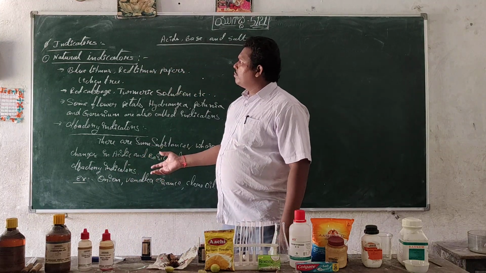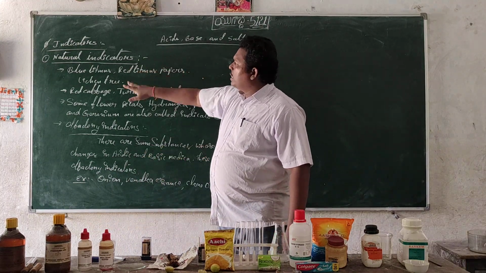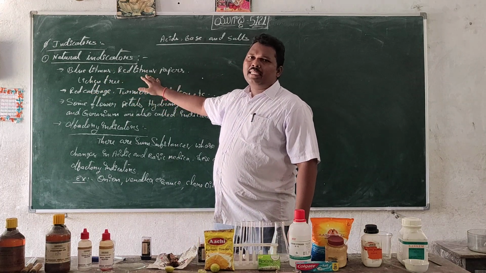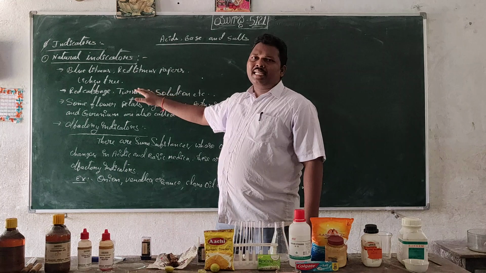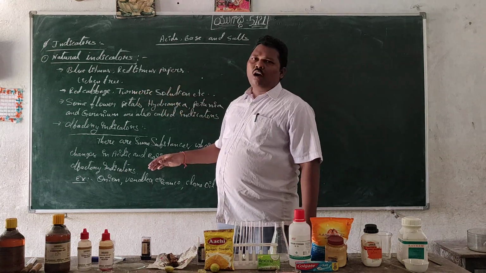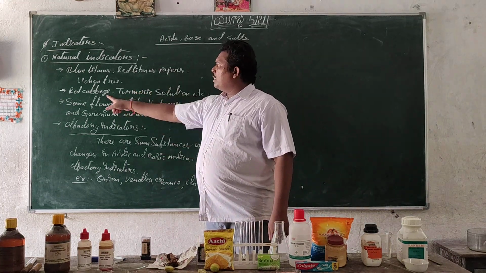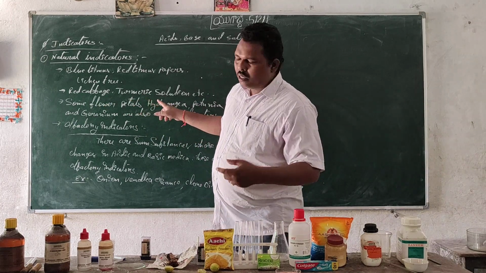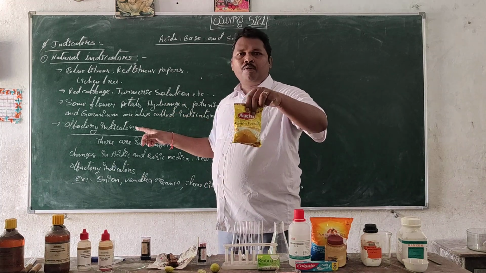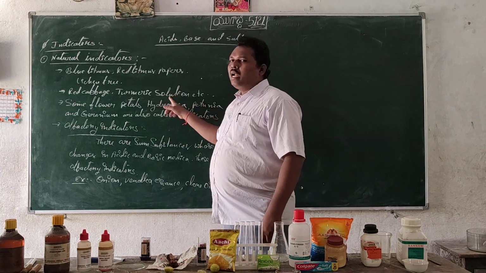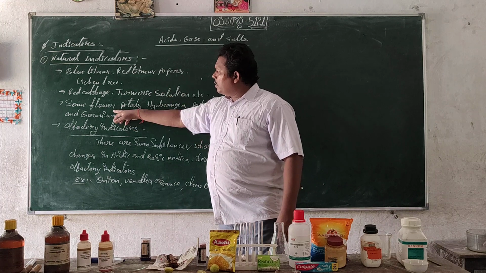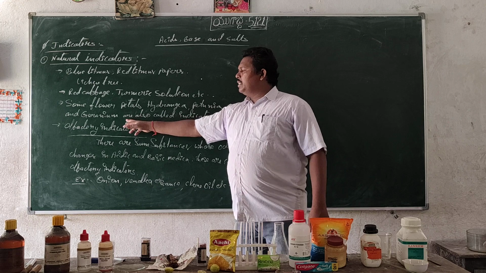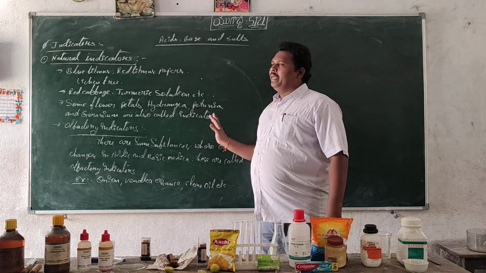So how many types are there? One is blue litmus and red litmus papers, dry extracted from the lichen plant, of the plant division Thallophyte. Another one is red cabbage and turmeric solution, turmeric powder, and the China rose. And again some flower petals, that means hydrangea, petunia, and geranium are also called indicators.